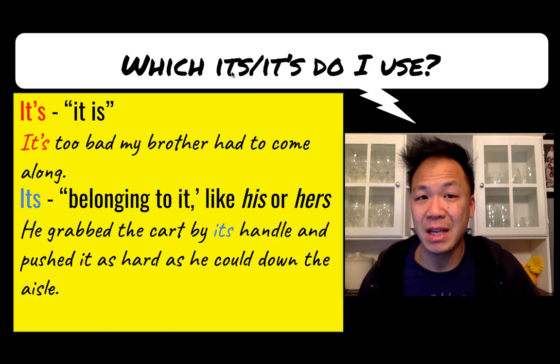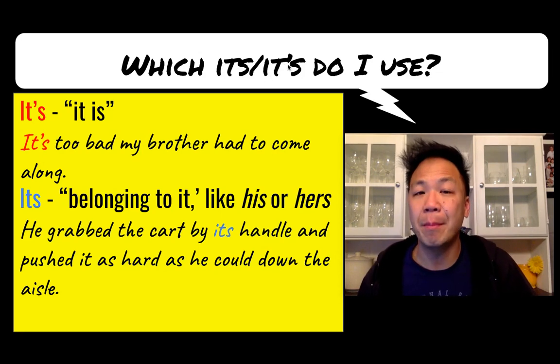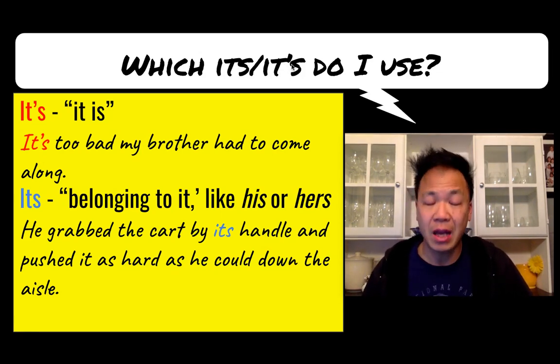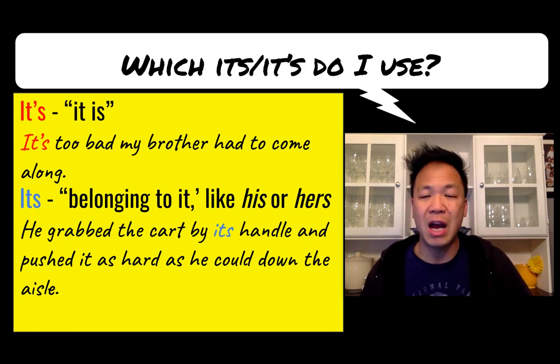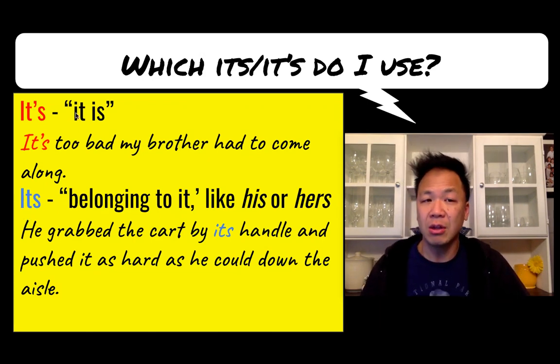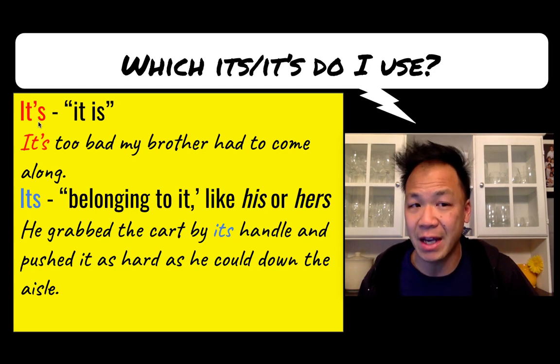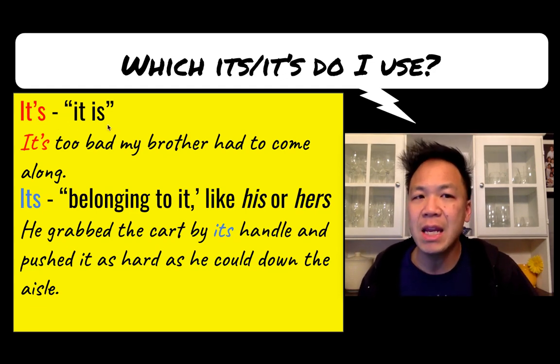There are two types: I-T-S and I-T apostrophe S. And I will tell you, as a student, I had a hard time with these two. I always used I-T apostrophe S when I should have been using I-T-S for some things. So let's talk about the I-T apostrophe S. I-T apostrophe S, it stands for it is.